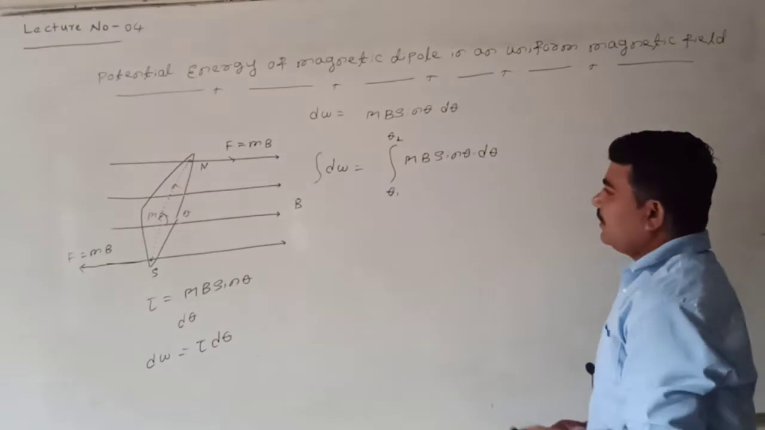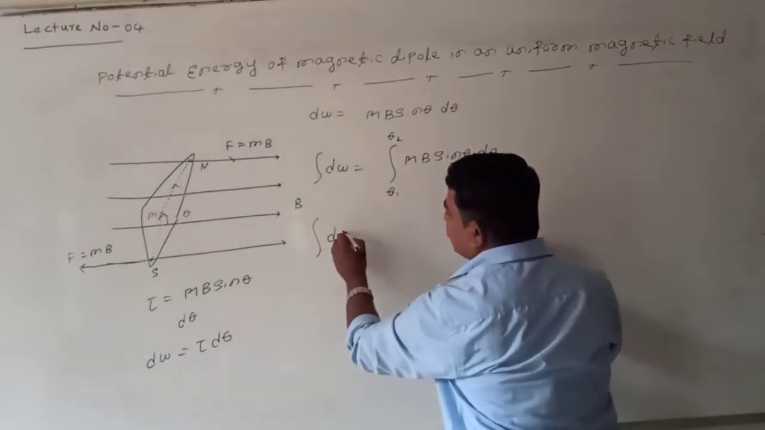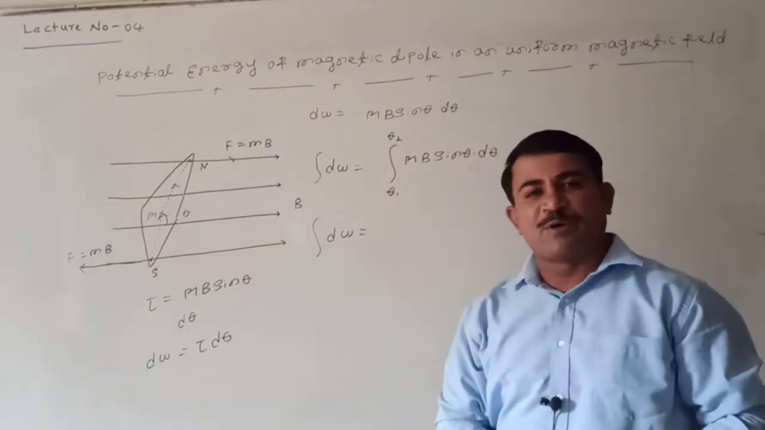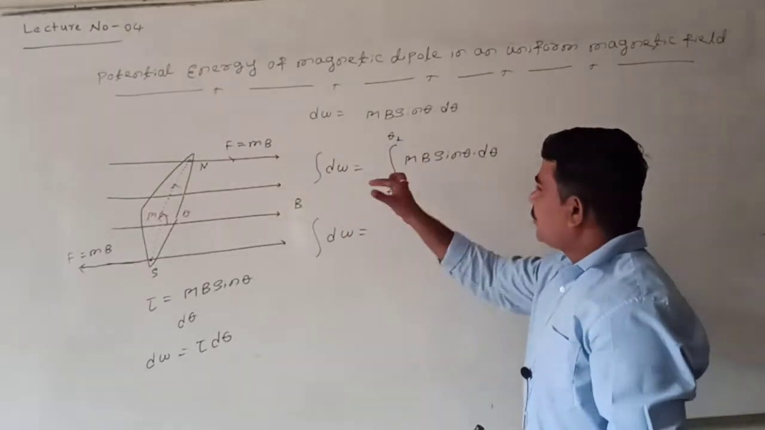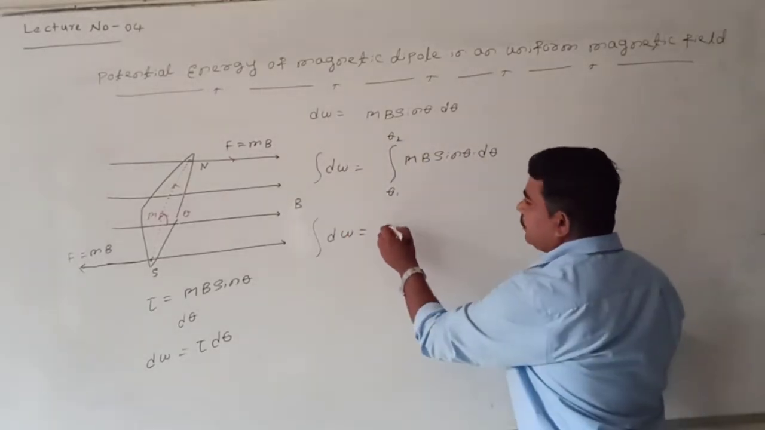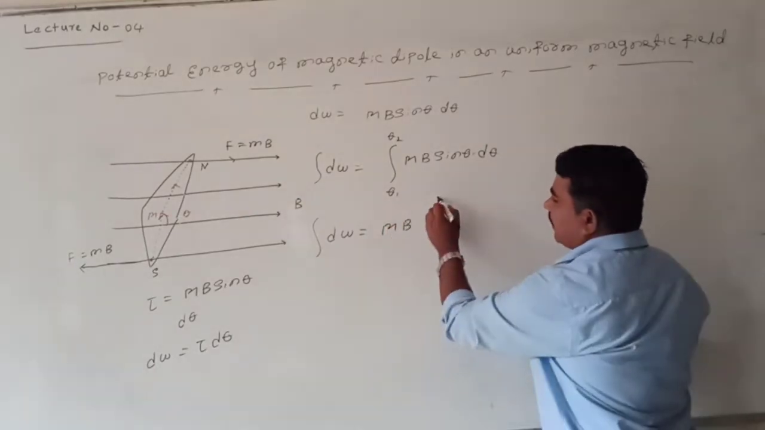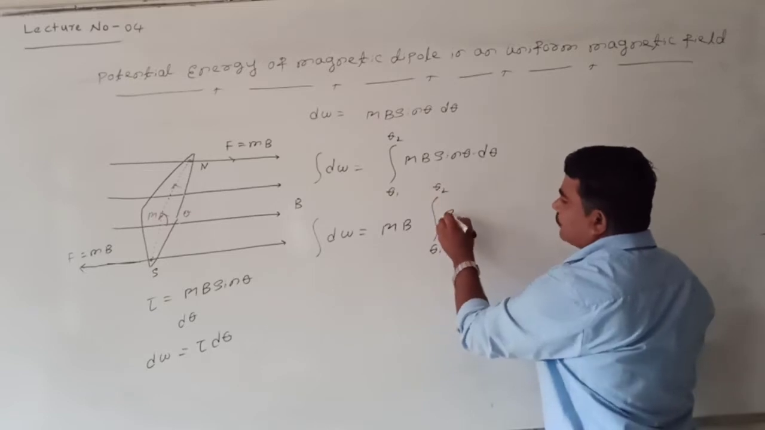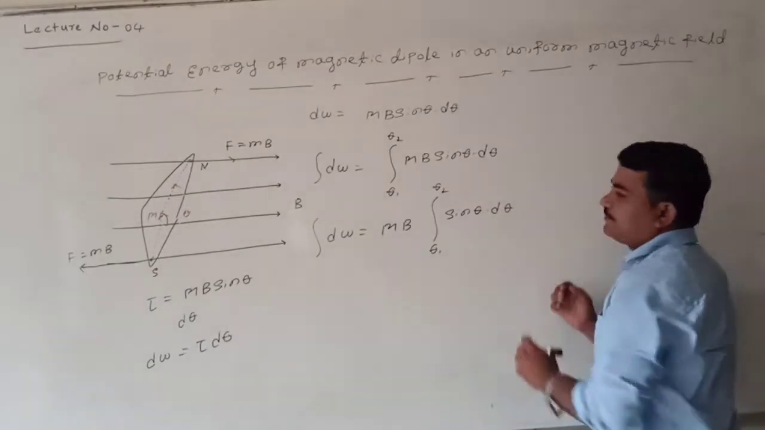Here, what are the constant values? Capital M, the magnetic dipole moment, is constant. Capital B, the strength of the magnetic field, is also constant. So the constant values I can take outside the integration. So M into B stays, and the integral of sin theta d theta goes from theta 1 to theta 2.